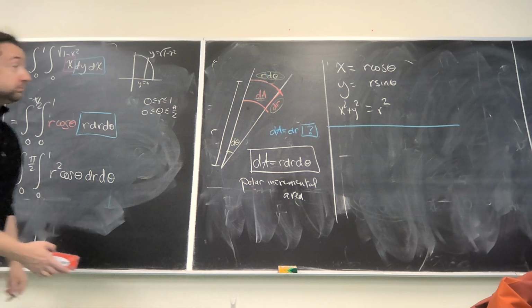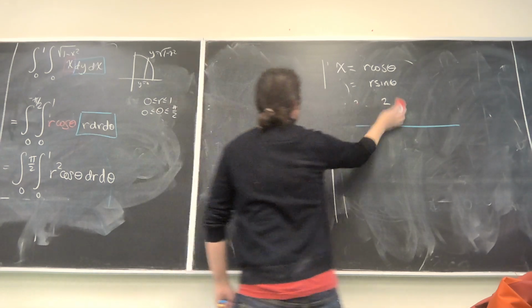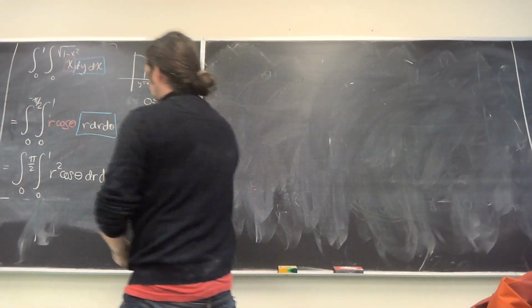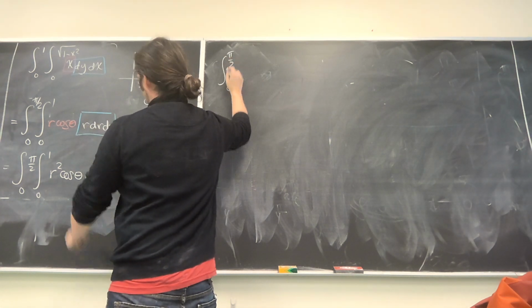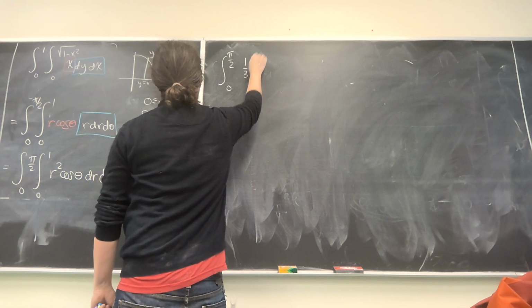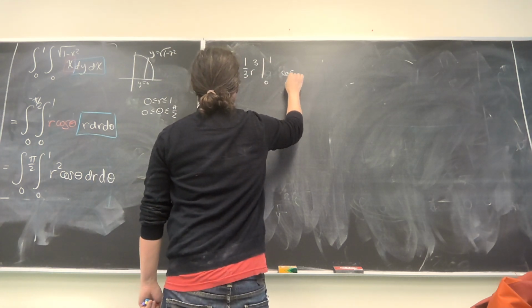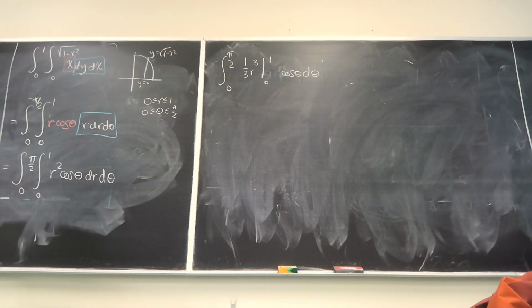So if we're going to finish it up, just keep working through the example here. If I do the internal integral, I'm going to integrate r squared with respect to r, so I get 1/3 of an r to the third evaluated from 0 to 1 of cosine of theta d theta, which I think is just 1/3.